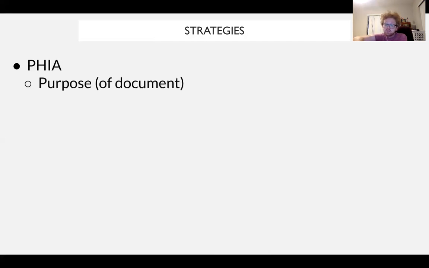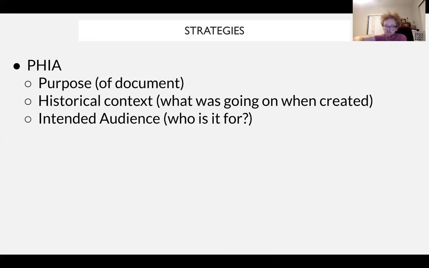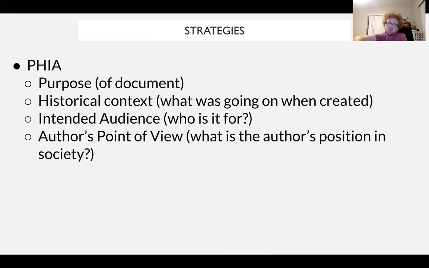So the P is the purpose. Why was this document made? For what end did it serve? The historic context: what was going on when it was made? What does it reflect about something that's happening in human history? And then, who is it for? What is the author's point of view? What biases and perspectives do they have based on their language, their dress, their social class?